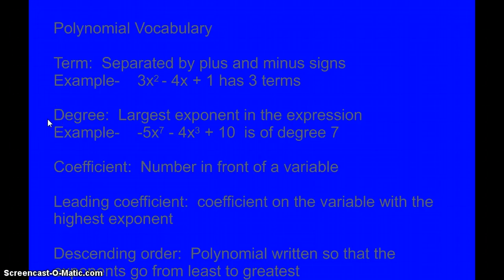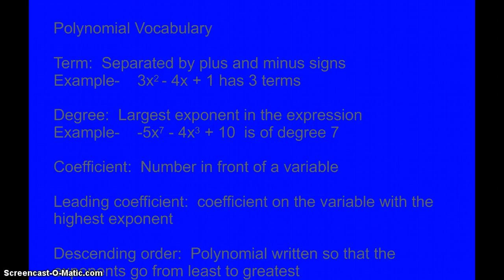Degree is another word you're going to need to know. It refers to the largest exponent in the expression. So in this case, we have negative 5x to the 7th minus 4x to the 3rd plus 10. That would be a polynomial of degree 7 because the largest exponent is 7.